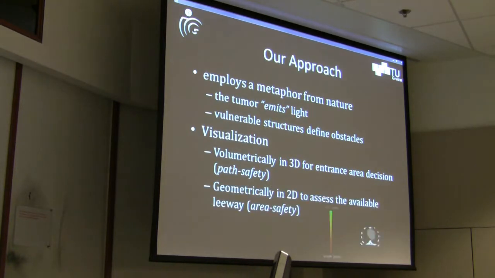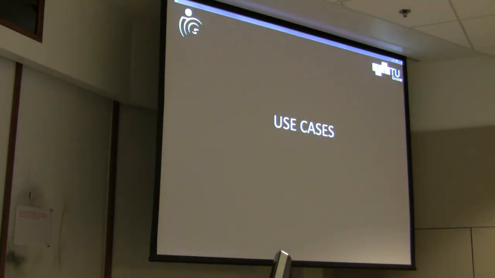In order to convey the safety information also in 2D, we additionally calculate the available leeway for all possible entrance areas and display them with color-coded lines of different thickness. We call this information area safety. In the following, we present several use cases for this approach.